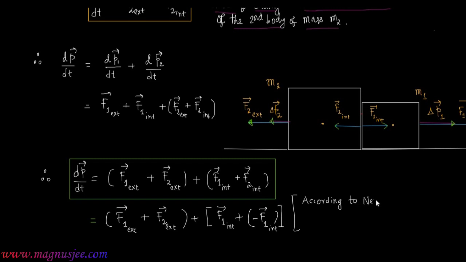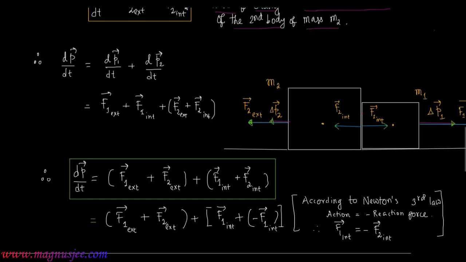According to Newton's third law of motion, action is always equal to minus reaction. Action is numerically equal to minus reaction. Therefore, vector f1 int will be equal to minus vector f2 int.